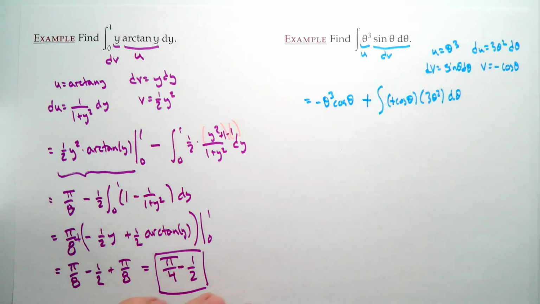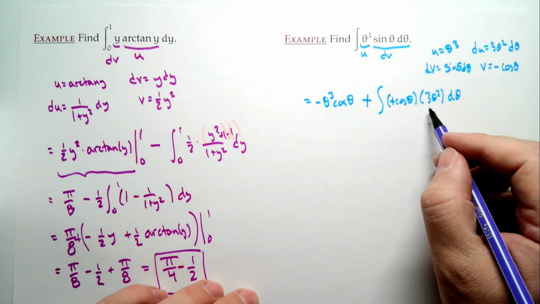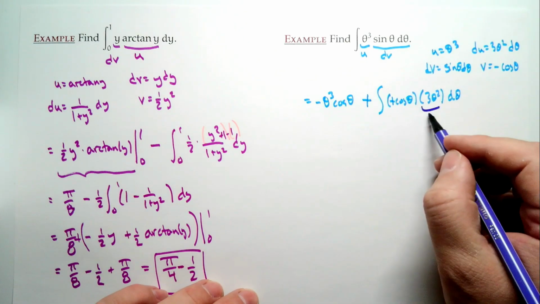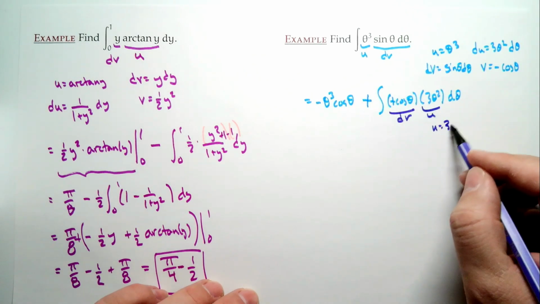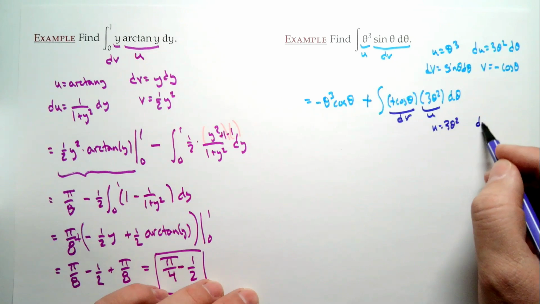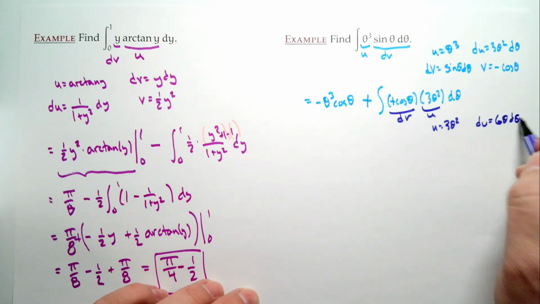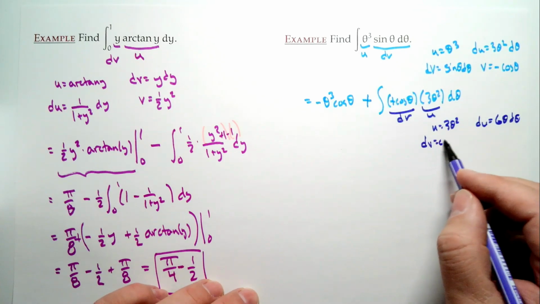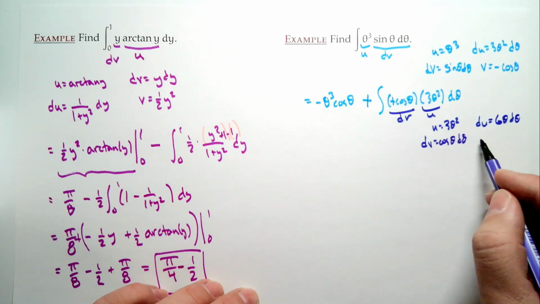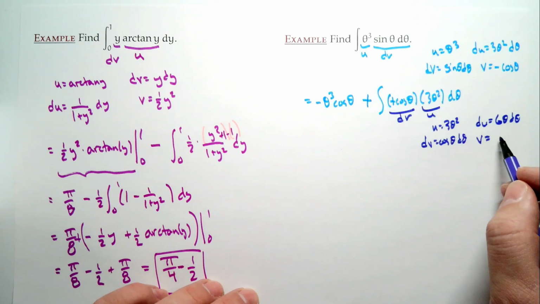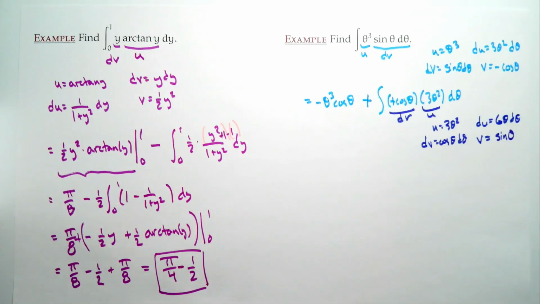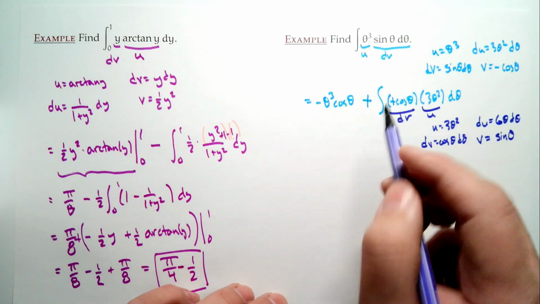So once you commit, you got to commit all the way. Can't stop halfway. All right, so this will be our u. This will be our dv. So we get that u equals 3 theta squared. Du will be 6 theta d theta. dv is cosine theta d theta. Integral of cosine? Is it positive sine or is it negative sine? Positive sine.